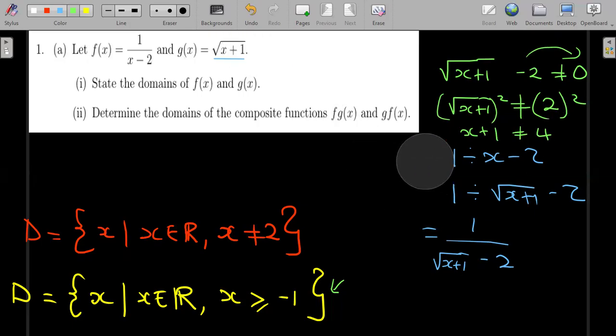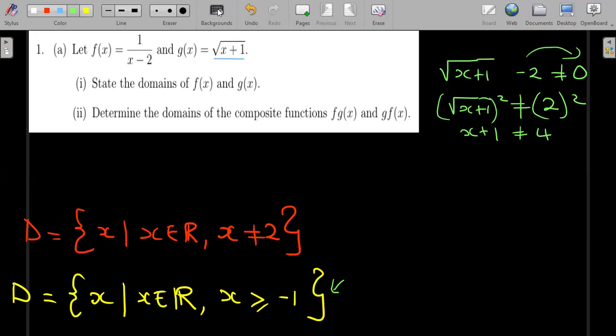Let's erase some of these things here. So the domain there will be all real numbers except x equals 4, and then we take this 1 to the other side to be minus 1. So x should not be equal to what? 3. So this is the domain that we get from the composite function f of g of x.